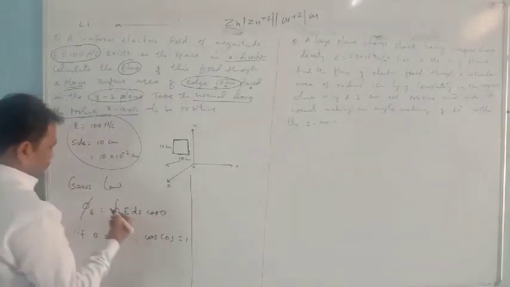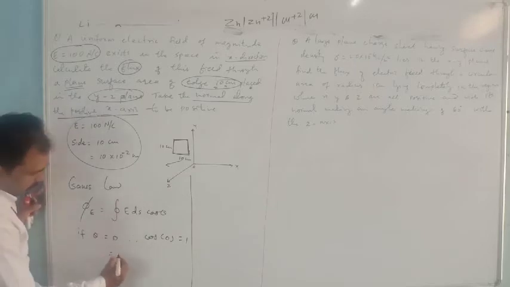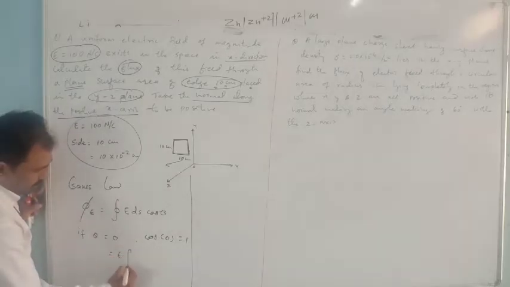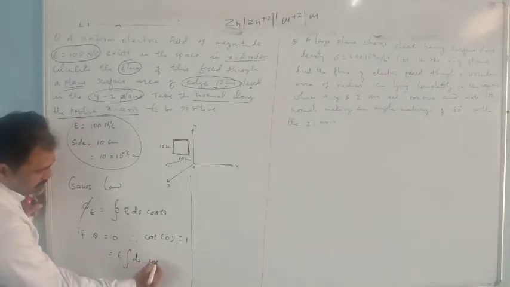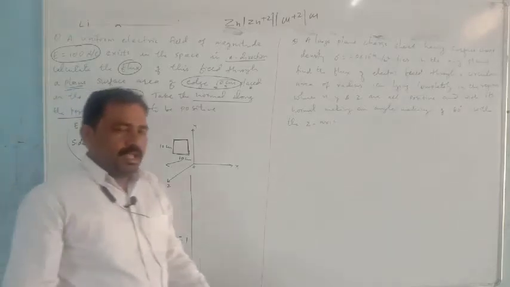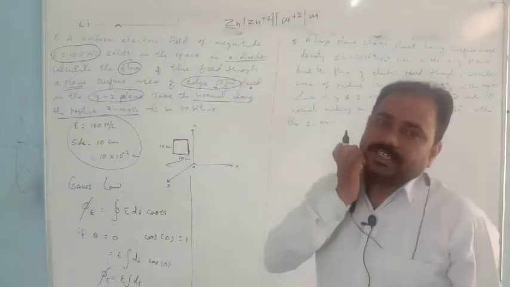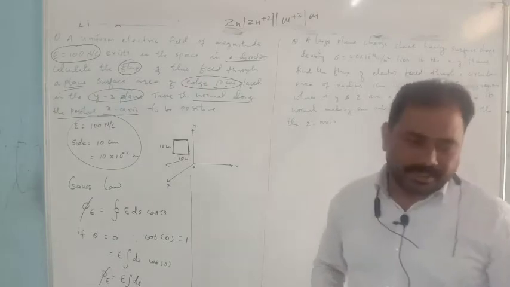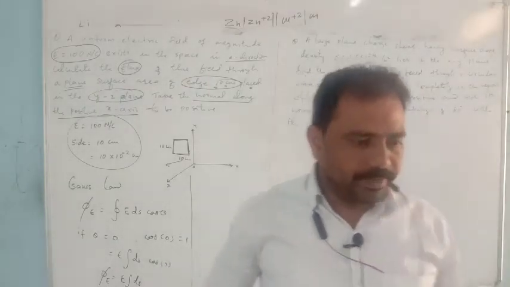How can we solve it? We can take out E, the electric field intensity, and the integration of ds, and cos theta, that is cos 0, is exactly 1. So we get E times the integration of ds for the electric flux. Now, integration of ds means the area of the plate, the area of the square plate.